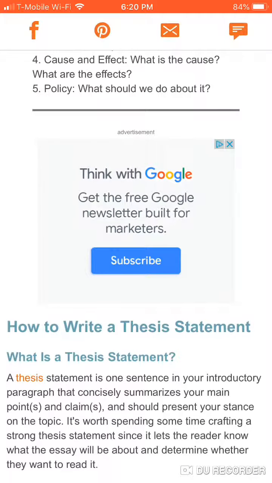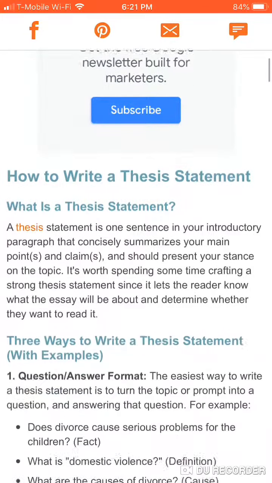How to write a thesis statement? What is a thesis statement? A thesis statement is one sentence in your introductory paragraph that concisely summarizes your main points and claims and should present your stance on the topic. It's worth spending some time crafting a strong thesis statement, as it lets the reader know what the essay will be about and determine whether they want to read it.